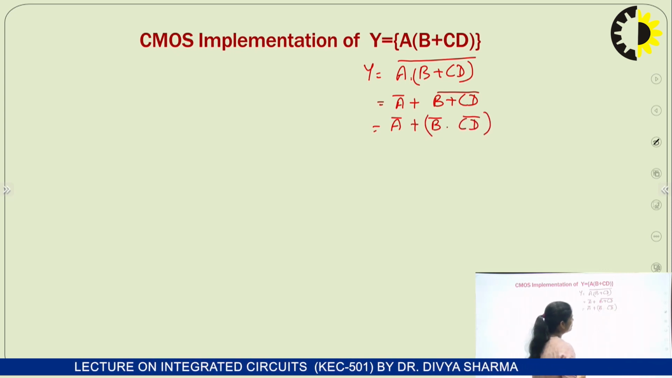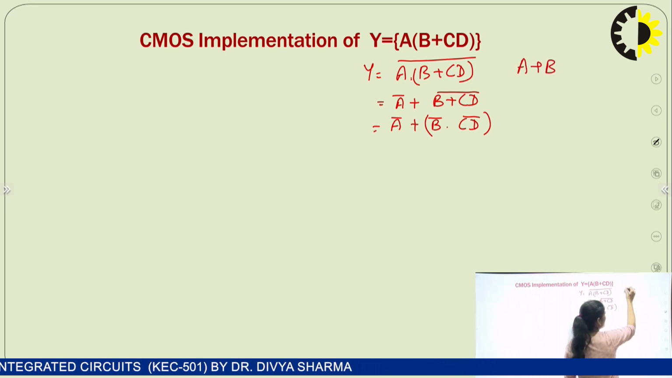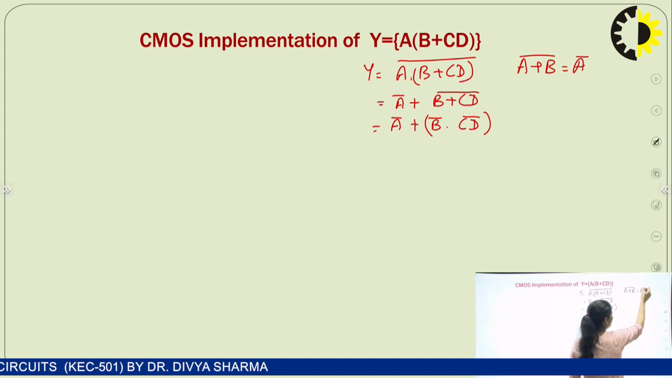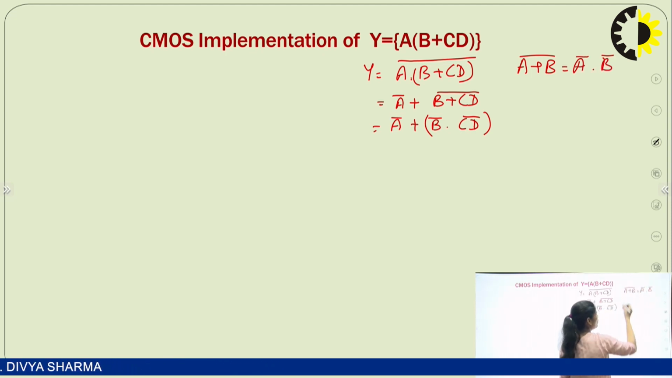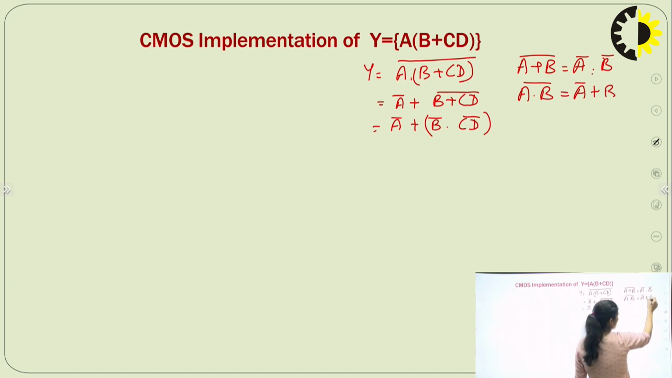How we can apply De Morgan's theorem? You all know De Morgan's theorem is equal to what? (A plus B) whole bar is equal to A bar dot B bar. It means if here is addition sign and whole bar is here, so addition sign is converted into dot product and whole bar is separated, divided, A bar dot B bar. And if (A dot B) whole bar, so that is equal to A bar plus B bar.